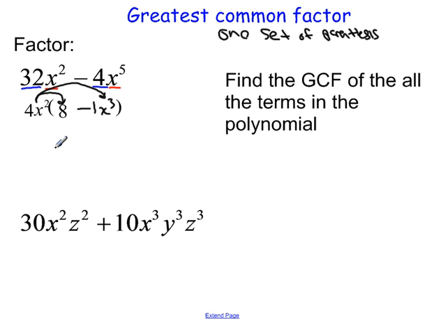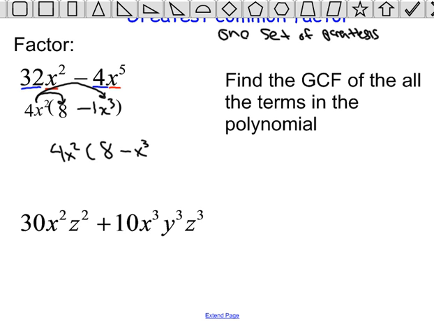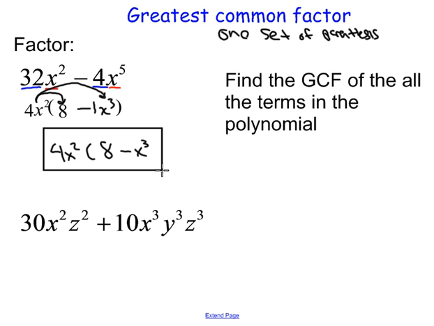So that's my final answer. My final answer is 4x squared times 8 minus x to the 3rd. And look, you can always check that that answer is right by just distributing the term on the outside and making sure it goes back to the original. Okay, let's try the second one.